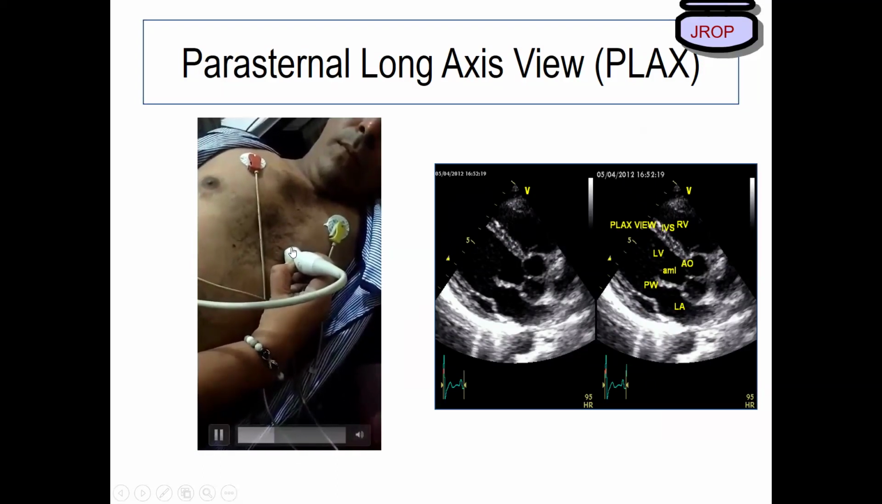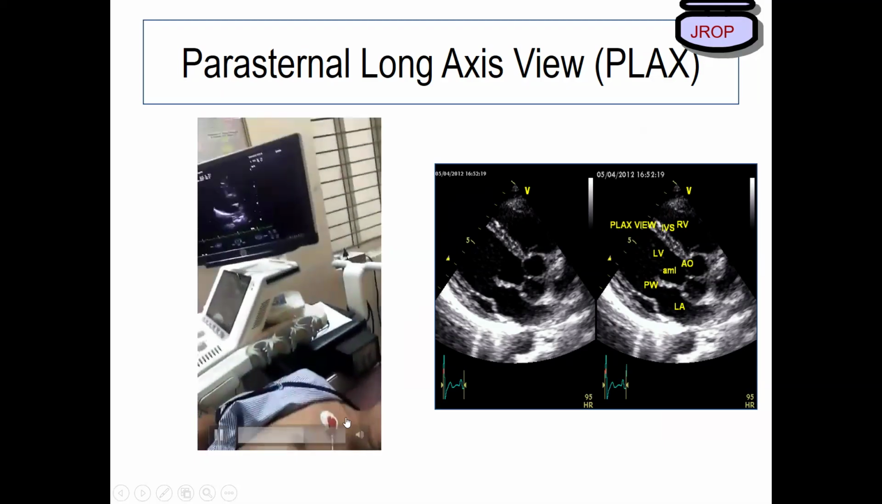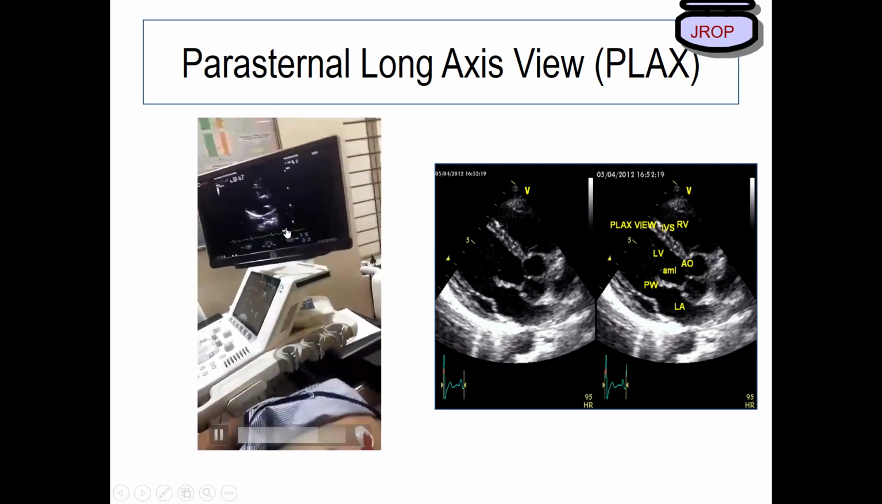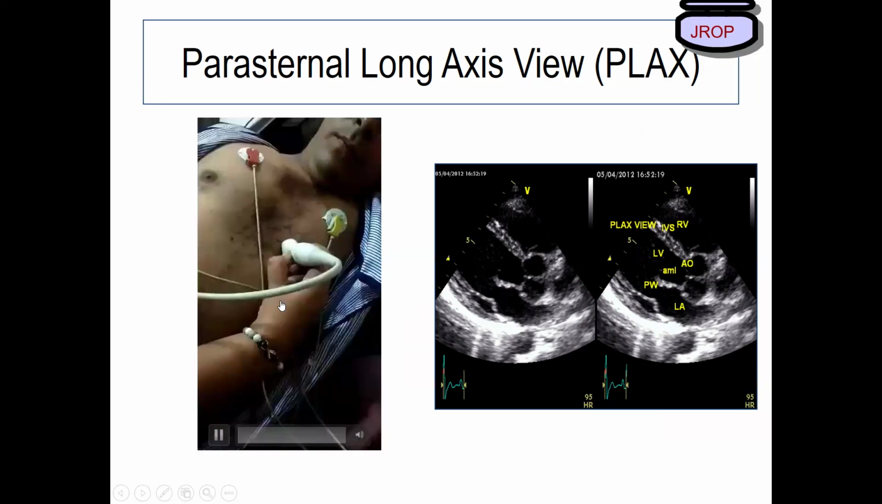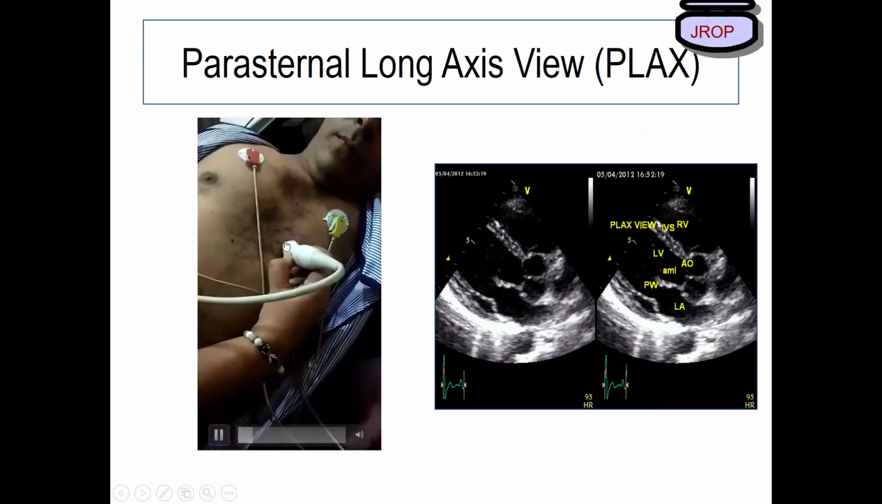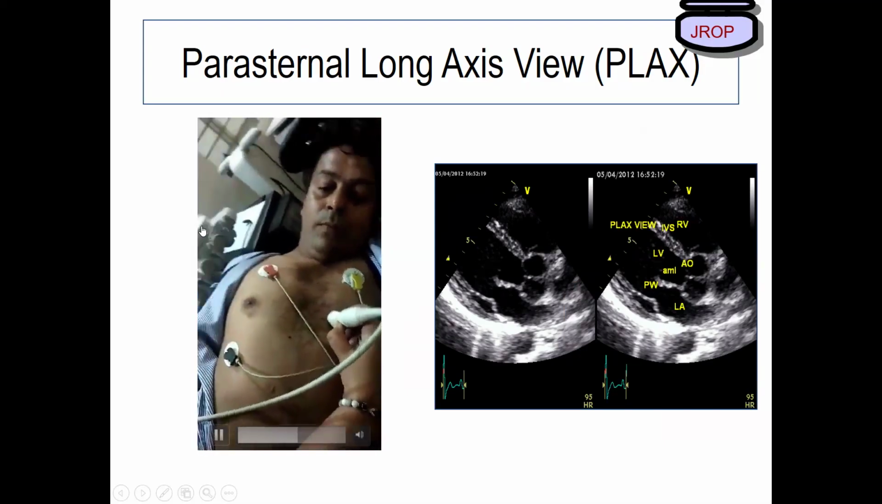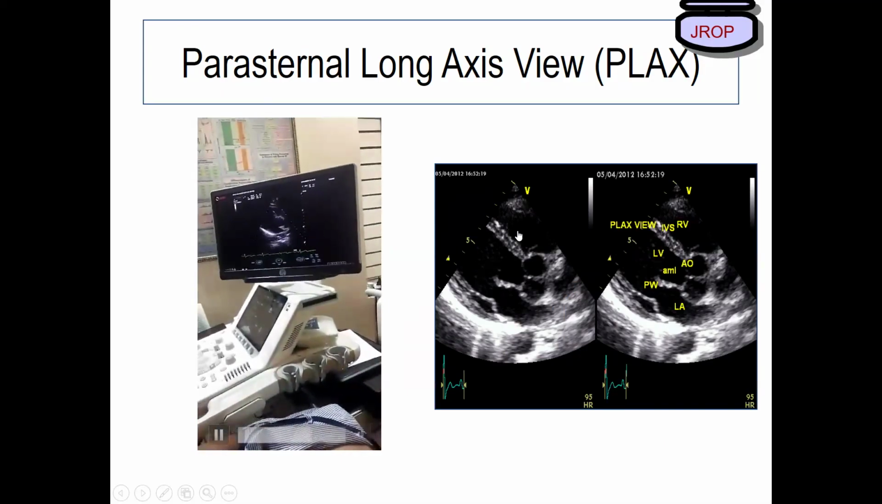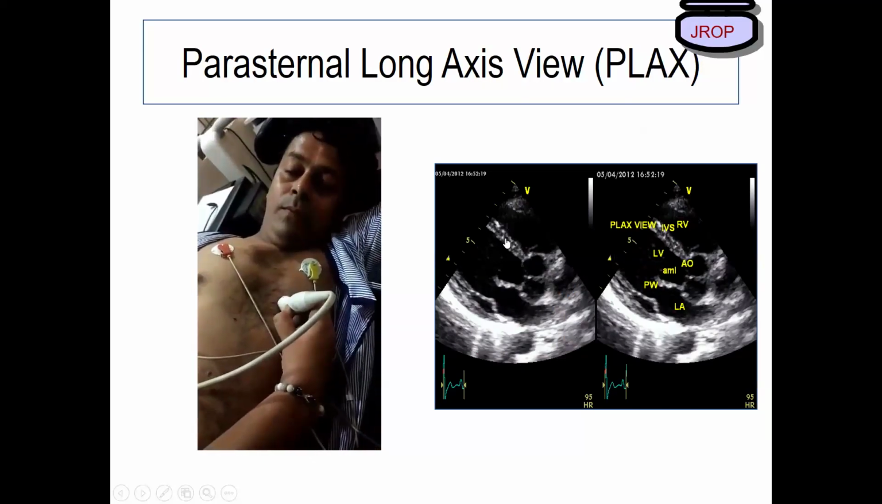Index marker kept in left third intercostal space. Here is a person, here is a machine. Look, what we are getting is a left third intercostal space, index marker facing 11 o'clock positions. And here you get the view seen over here, this is the parasternal view. You can see this view over here also.